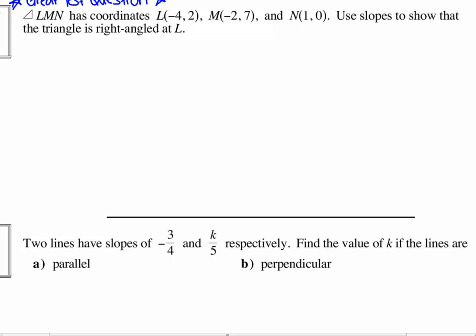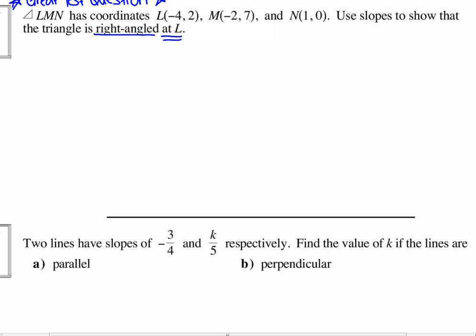So we have a triangle, LMN. Use the slopes to show that the triangle is right-angled at L. Oh, that's nice. They tell me it's at L. So, how does that relate to what we're doing here?